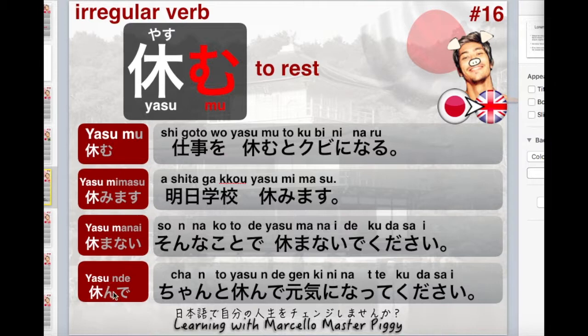Okay, so the last one is our imperative form, yasunde. So be careful with the de change. Okay, yasunde, yasunde. For example, ちゃんと休んで元気になってください。ちゃんと休んで元気になってください。So this sentence, ちゃんと is like properly, rest. Genki is like healthy, fine, you know, in a good mood. It has a lot of different meanings. In this case, it's like to get better.